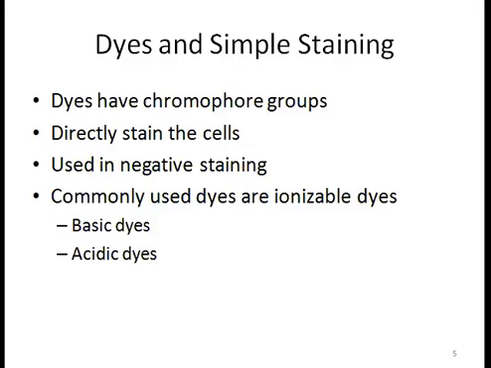Most dyes are used to directly stain the cell or object of interest, but some dyes are used in negative staining, where the background but not the cell is stained. Then unstained cells appear as bright objects against a black, dark background. Dyes that bind cells by ionic interactions are probably the most commonly used dyes. These ionizable dyes may be divided into two general classes based on the nature of their charged group. For example, the basic dyes and the acidic dyes.